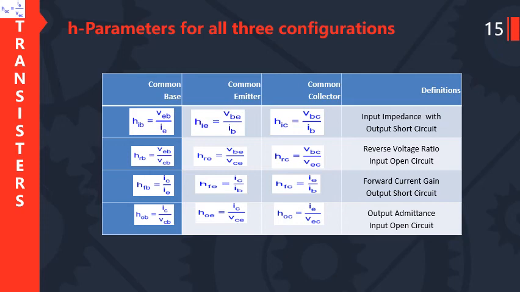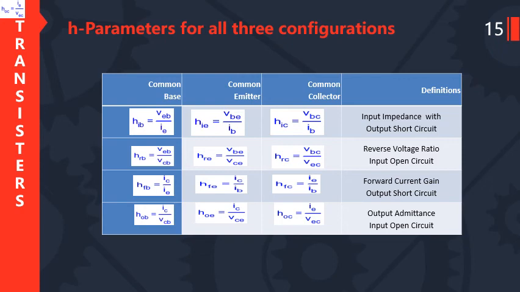अब हम चलते हैं रिवर्स वोल्टेज रेशियो की ओर. तो HRB is called reverse voltage ratio in common base is equal to VEB divided by VCB. In common emitter, HRE is equal to VBE divided by VCE. In common collector, HRC is equal to VBC divided by VEC.